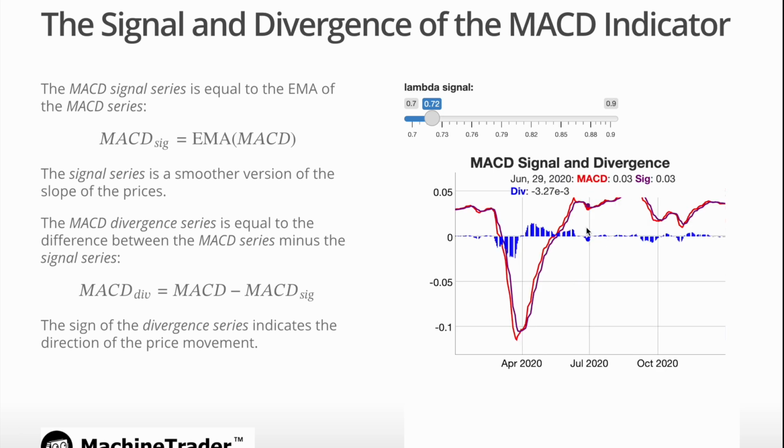So even though there's no particular strong trend in prices, the MACD indicator tends not to produce reliable signals.